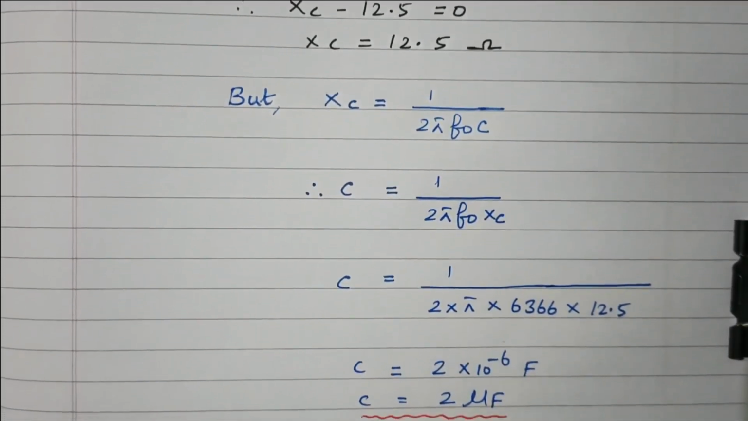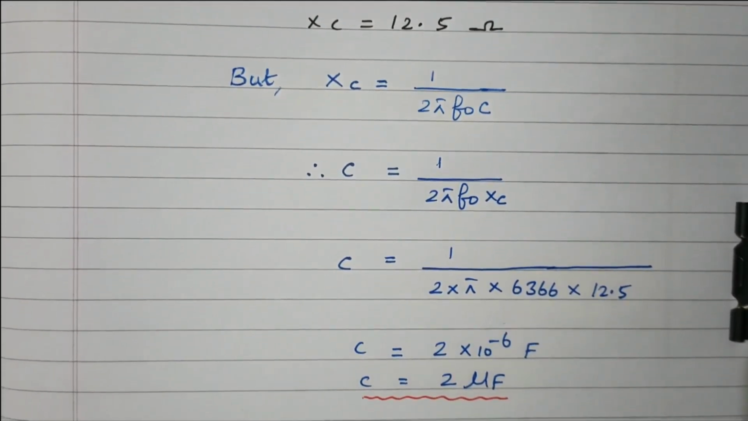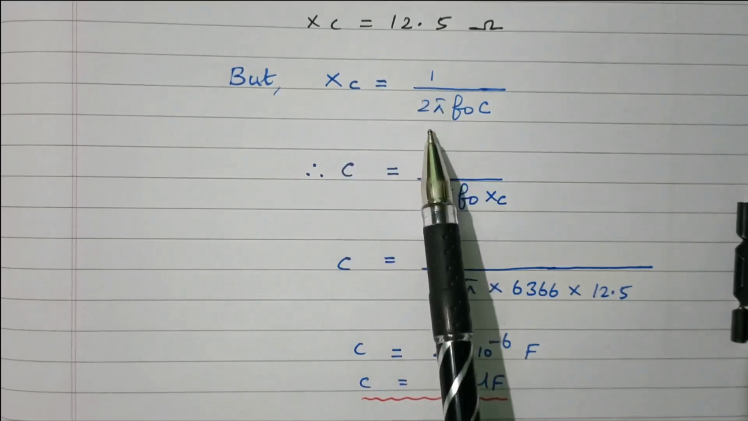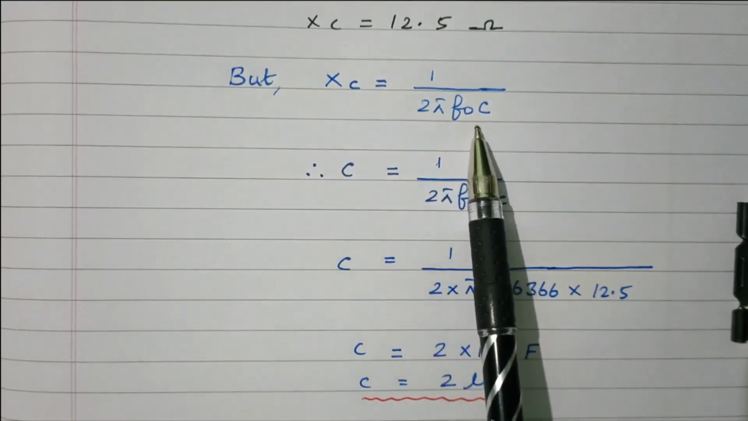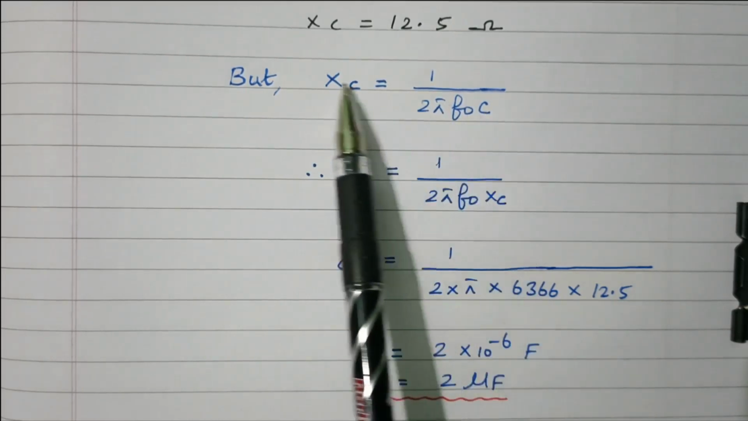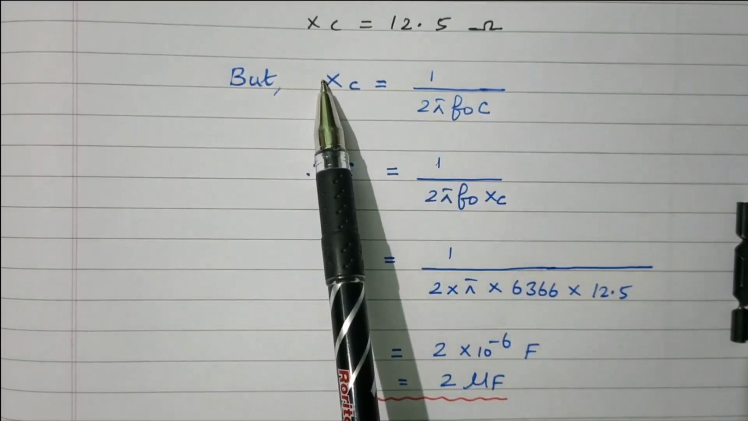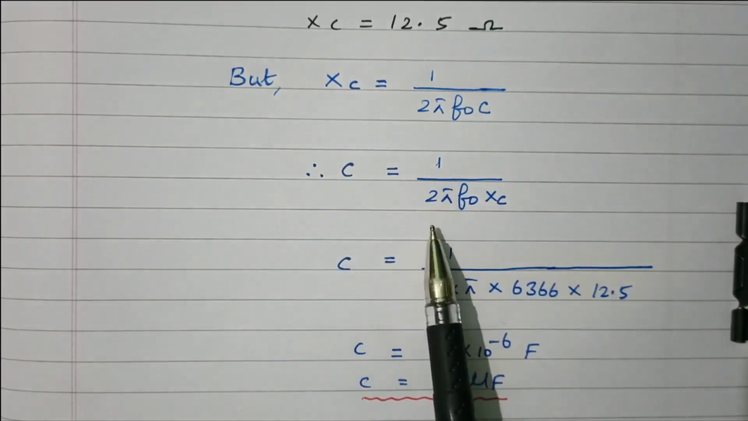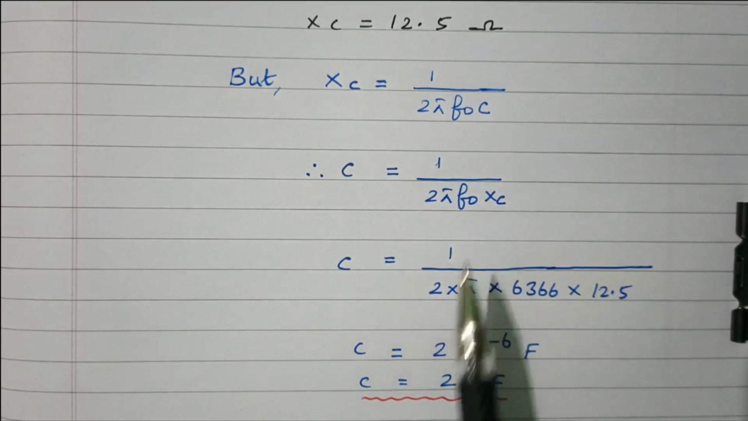But what we need is the capacitor value. Xc has one more formula, 1 divided by 2 pi f naught c. So here what we need is C. So interchange this term, bring this term this side and bring the Xc that side in the denominator. So C equal to 1 divided by 2 pi f naught into Xc.